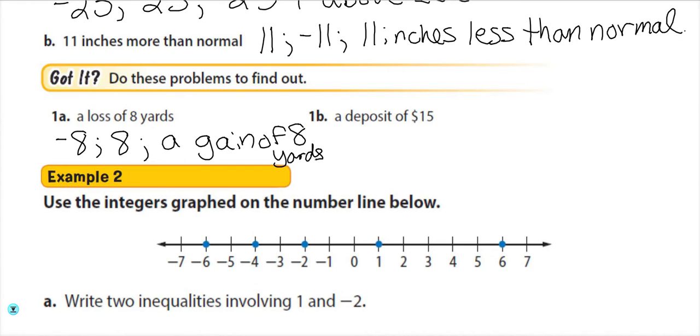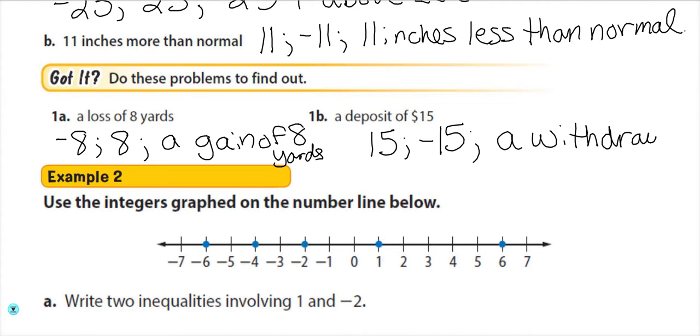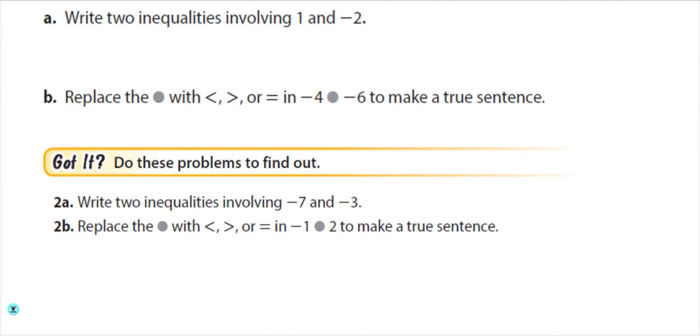So a deposit, since we're gaining money, is going to be positive 15. Its opposite is going to be negative 15. And this is the word that a lot of people tend to forget. The opposite of a deposit is called a withdraw. So we have a withdraw of $15. All right, and that's it. Let's go ahead and move on to part 2.